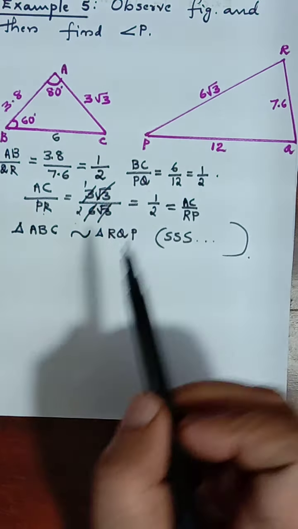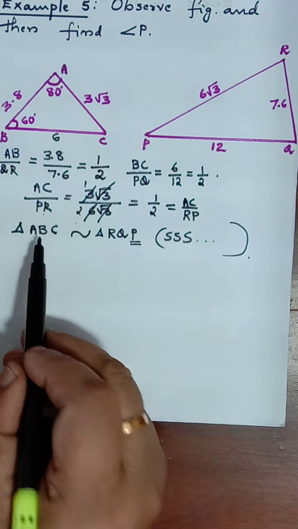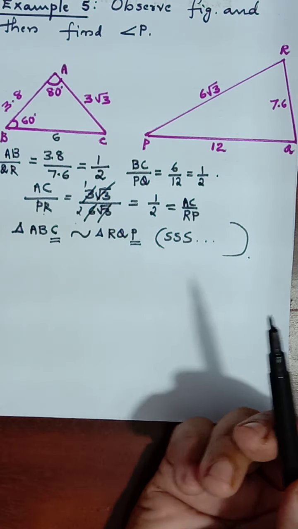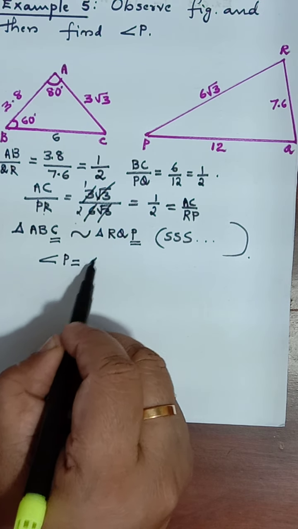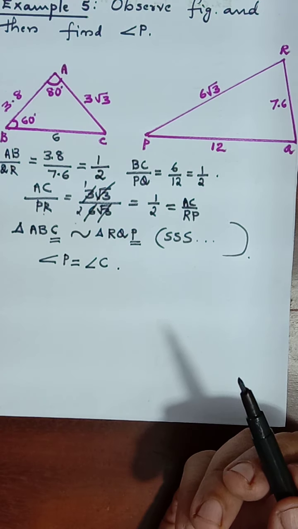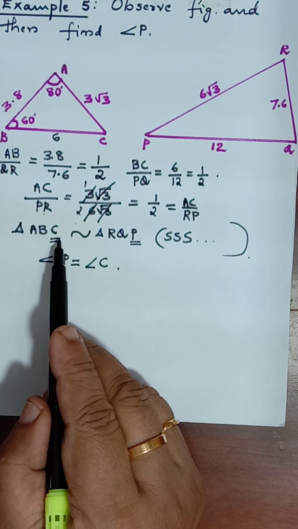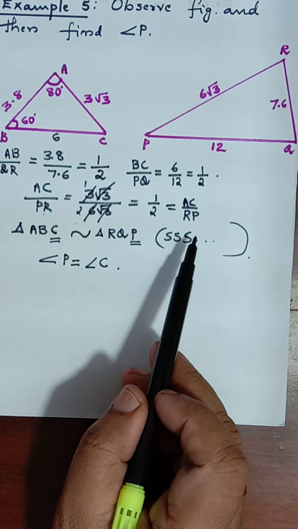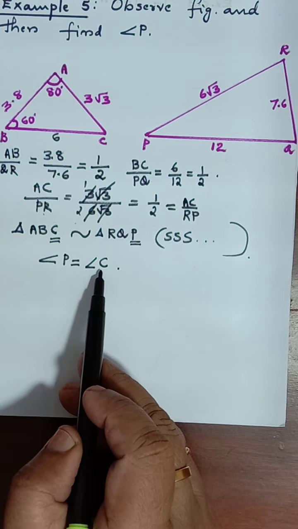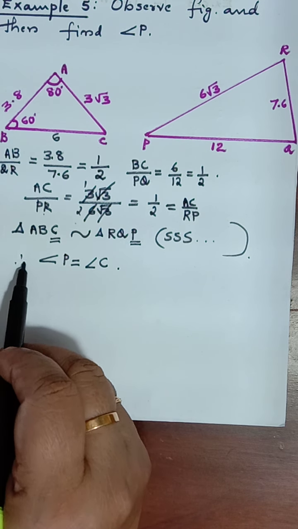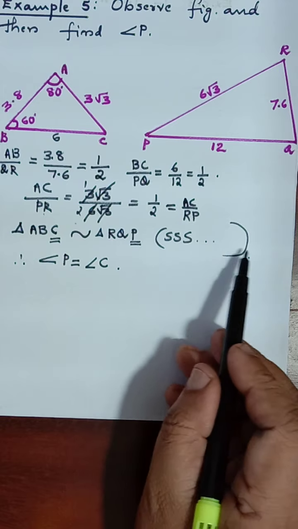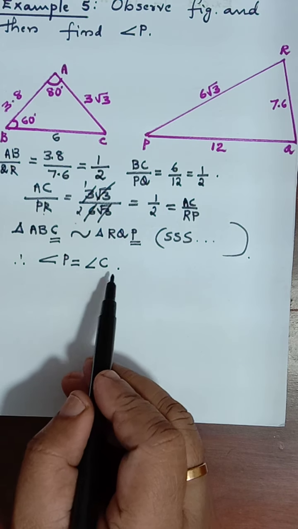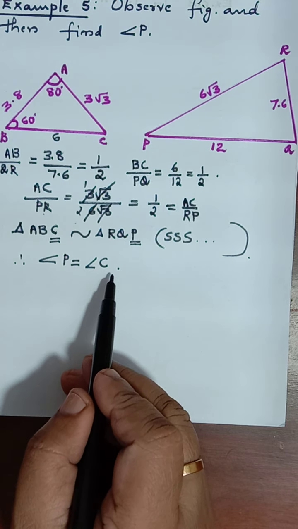Our question is to find angle P. What will it be equal to? Isn't it equal to angle C? So we can write angle P is equal to angle C. According to this, if triangles are similar, corresponding angles are equal. So triangle ABC is similar to triangle RQP by SSS similarity criterion. Therefore angle P is equal to angle C.